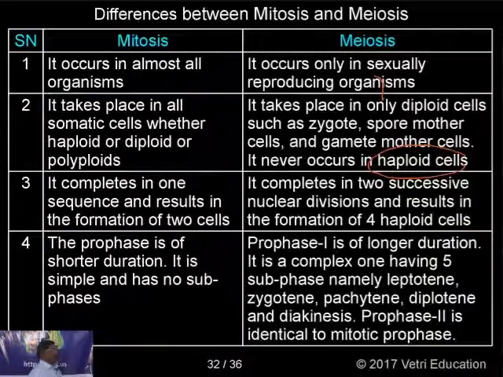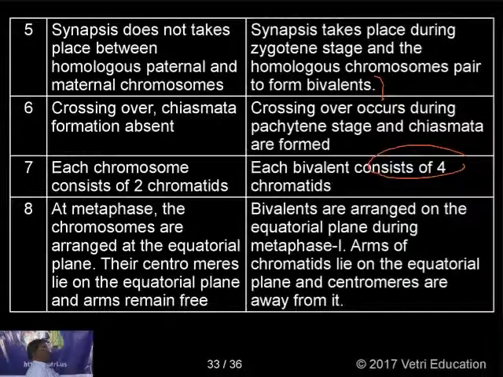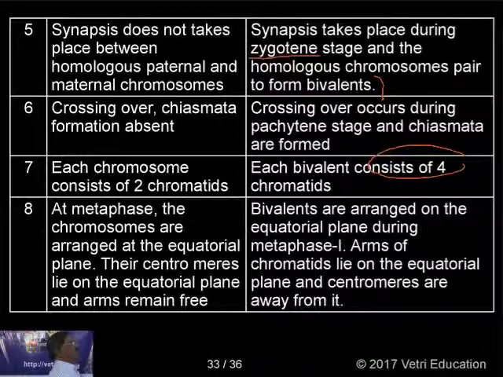Next, in mitosis prophase is of shorter duration, it is simple and has no subphases, whereas prophase 1 is of longer duration. It is a complex one having 5 subphases, namely leptotene, zygotene, pachytene, diplotene and diakinesis. Prophase 2 is identical to mitotic prophase. Synapsis does not take place in mitosis, a very important point, between the homologous paternal and maternal chromosomes. Synapsis takes place in meiosis, during the zygotene stage, and the homologous chromosomes pair to form bivalents.